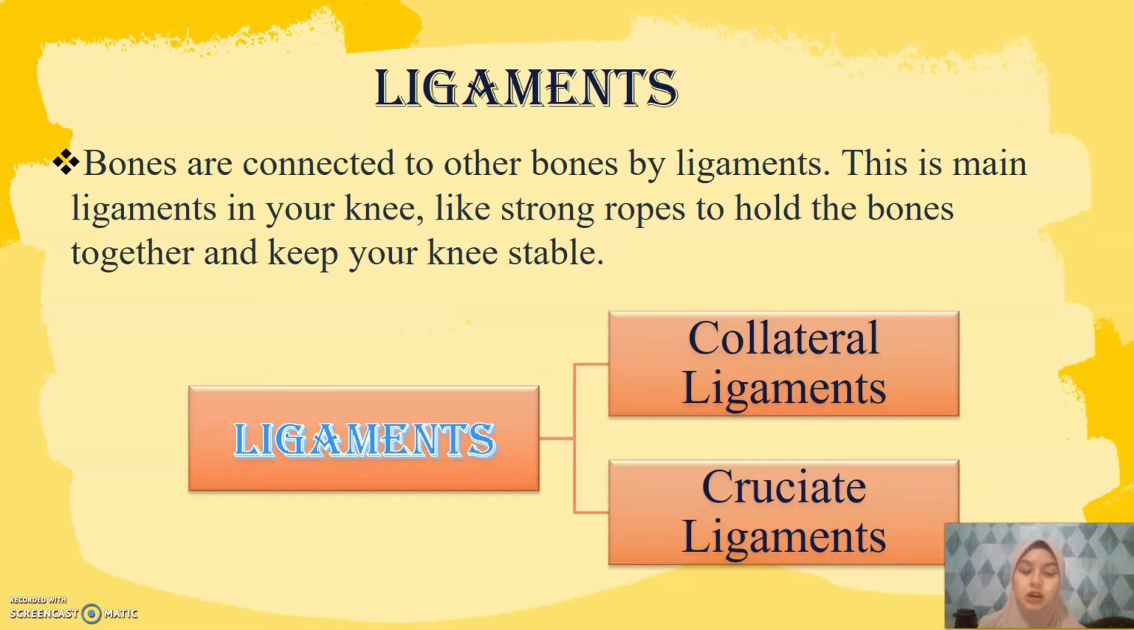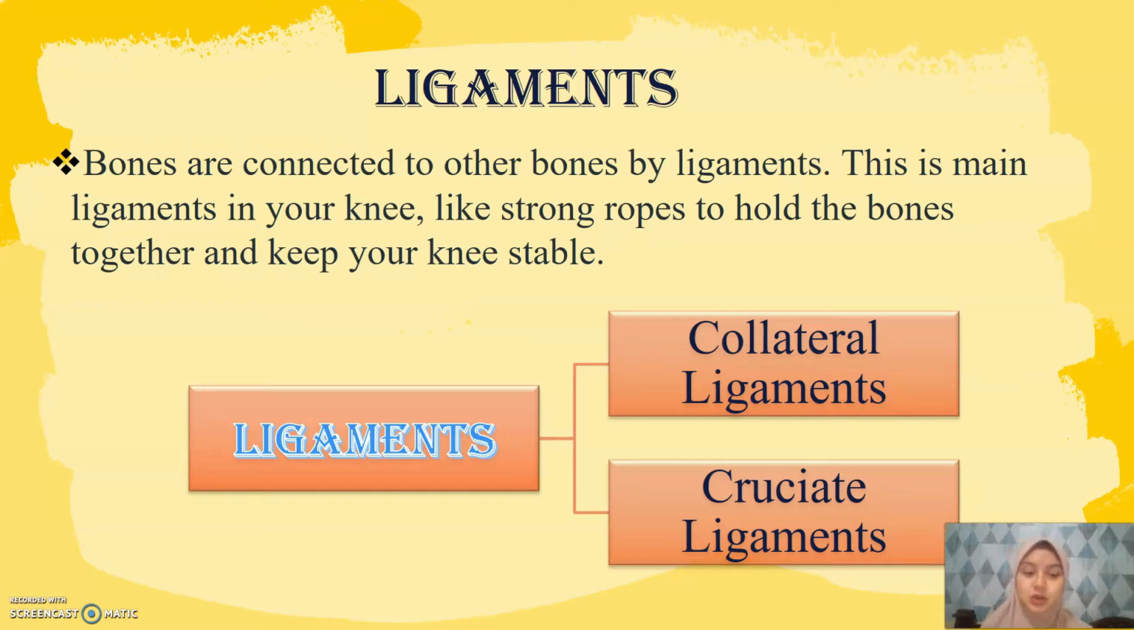Okay, first is collateral ligaments. These are found on the side of your knee. The medial collateral ligament is on the inside of your knee, and the lateral collateral ligament is on the outside. They control the sideways motion of your knee and brace it against unusual movements.